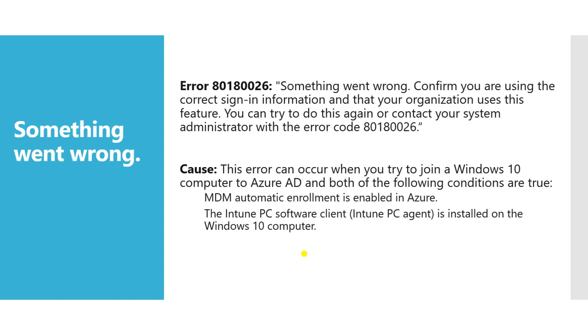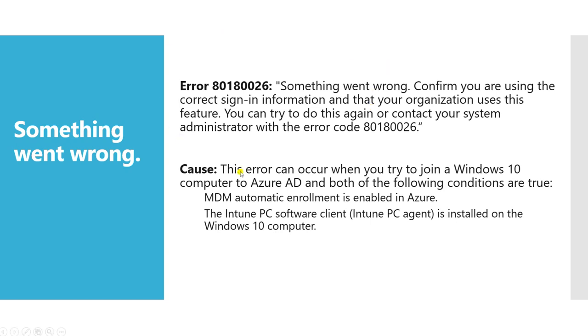Okay, so another error is something went wrong. That is with the code 8018006. So you will be receiving an error like, something went wrong, confirm you are using the correct sign-in information that your organization uses for this feature. So you can try to do this again or contact your system administrator with this error.